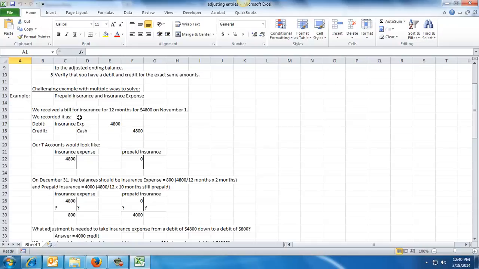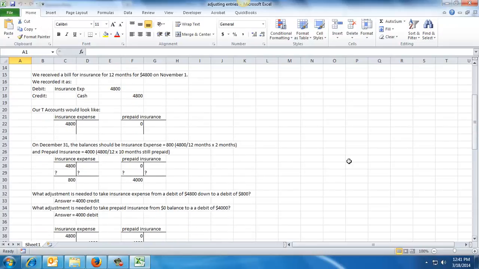So let's just say we've received a bill for insurance for 12 months for $4,800 on November 1st. When we got that bill, we recorded it as a debit to insurance expense and a credit to cash for $4,800. Our T accounts would look like this: insurance expense $4,800, prepaid insurance 0. I'm not showing you the cash because cash doesn't have to get adjusted, just the insurance expense and prepaid insurance.